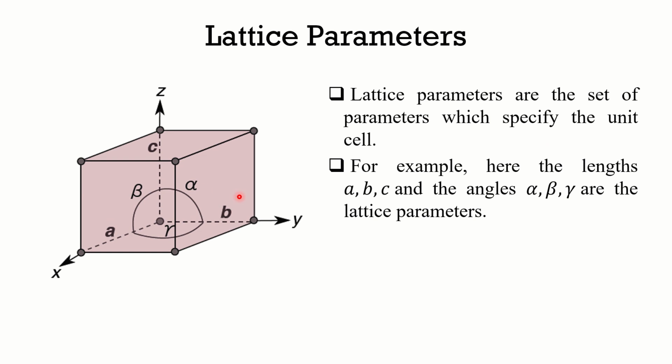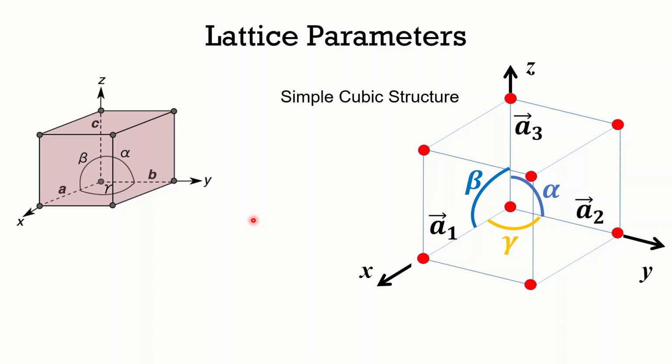For example, here the lattice parameters are a, b, c and the angles alpha, beta and gamma. So if I consider a simple cubic structure, it means all the sides are equal. For this unit cell, I have all the sides equal and all the angles 90 degrees. The magnitudes of a1, a2, a3 must be equal, and the value of these angles are all pi by 2.